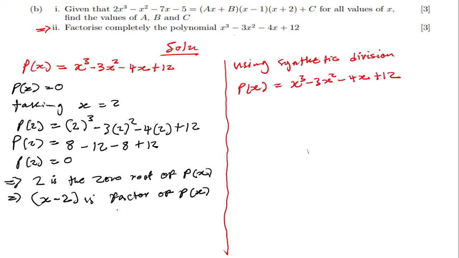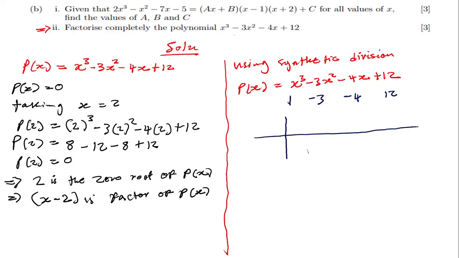So at this particular point, I'm just going to get the coefficients. I'll get a 1 there, I'll get a negative 3 there, I'll get a negative 4 there, and lastly I'll get a 12. So when I get these, I'm going to write something like this.